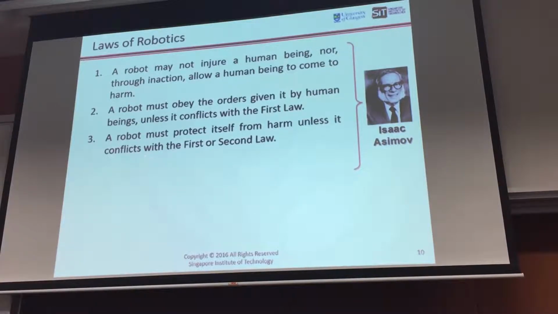Again, a robot must protect itself from harm. Now you must ask the robot to protect itself. First, don't let a human being come to harm. Second one, follow orders from humans. Third one is protect itself from being harmed. And what if a human is being harmed and it is also being harmed? How is it going to decide? Unless you say that I keep priority, then the robot just sacrifices itself.